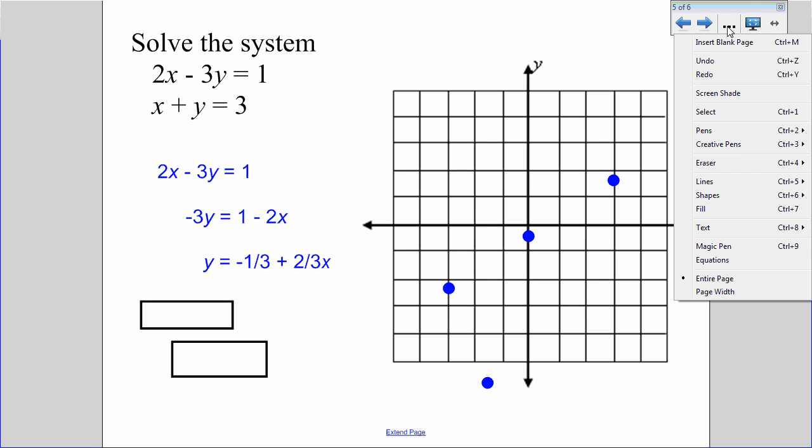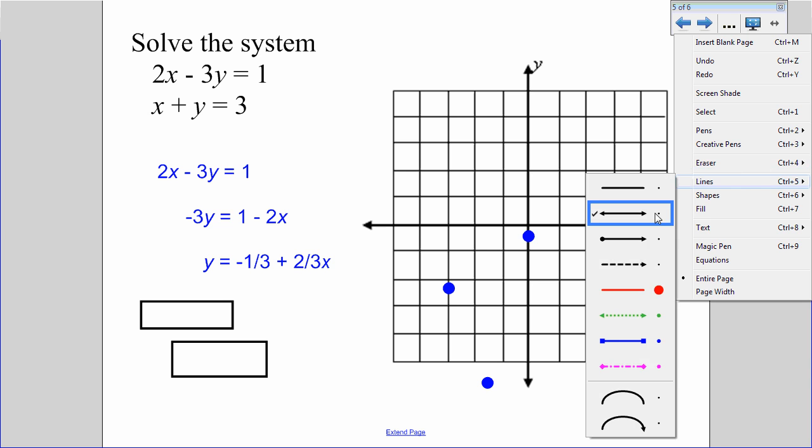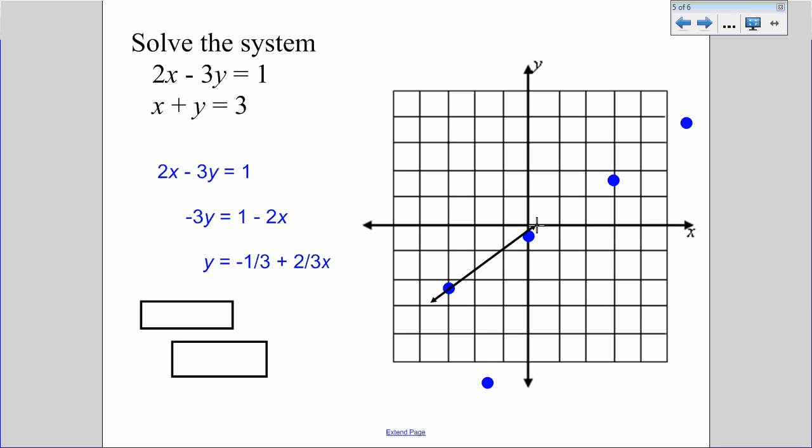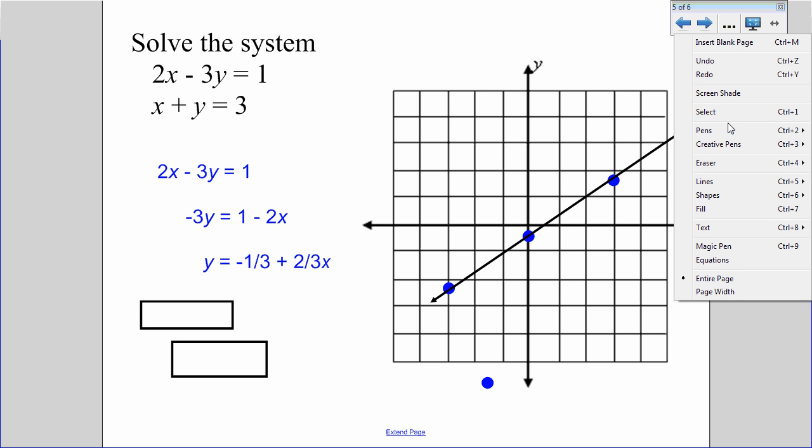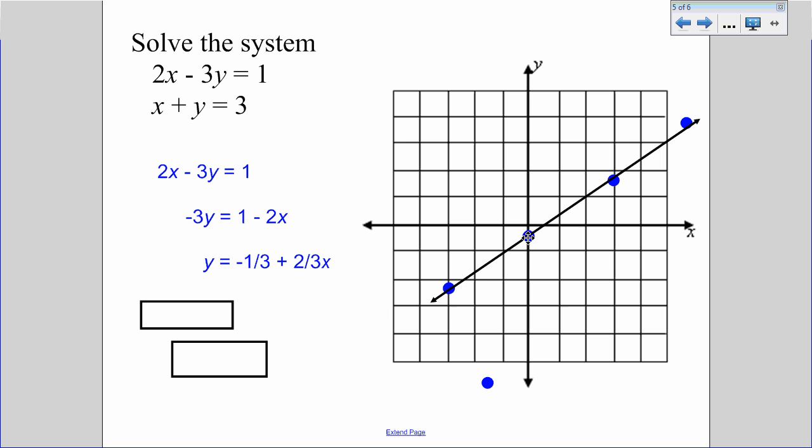So I'm going to take my line and connect those. If you look, even though we didn't plot any points at exact integer ordered pairs, our line still goes through, so I feel pretty confident I've got a couple of good spots for an intersection point.